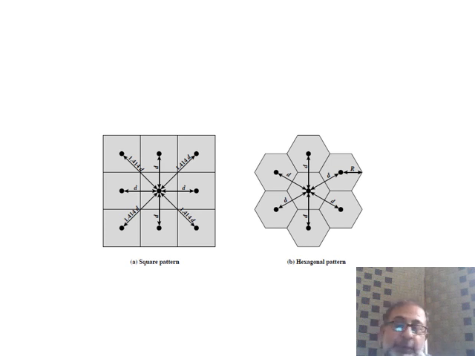In the hexagonal pattern, you can see that we have radius r of each cell and a distance d, which is the distance between the equidistant centers of the adjacent cells. This is termed as small d. Another term would come up later, which is capital D, which is the distance between the centers of co-channel cells. That is, the cells that use the same set of frequencies.